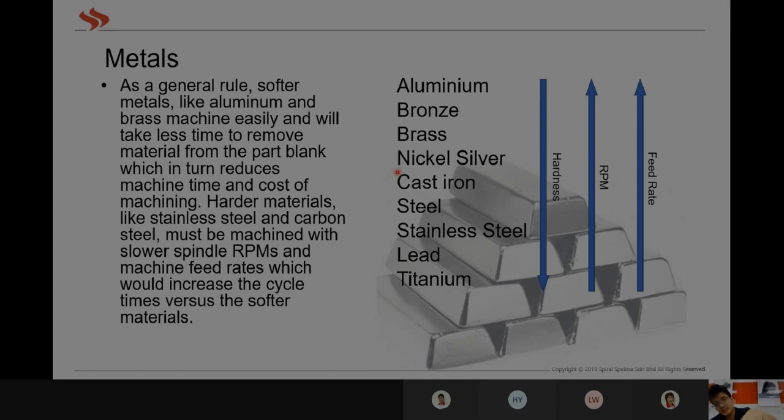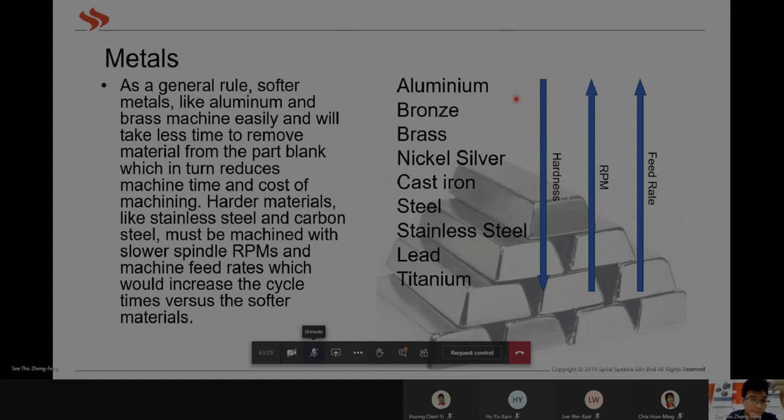As you can see in this list here, the hardness goes way higher. As hardness goes higher, RPM has to be reduced and feed rate has to be reduced. Otherwise you're just going to break your tool and break your machine. So take note of that.